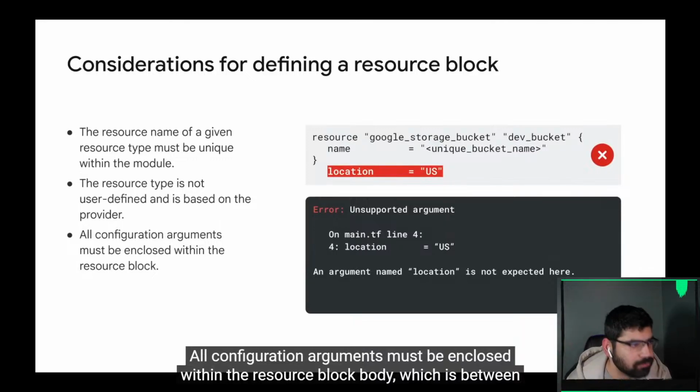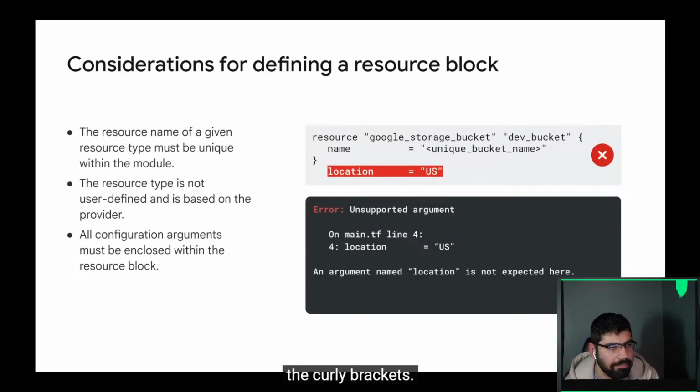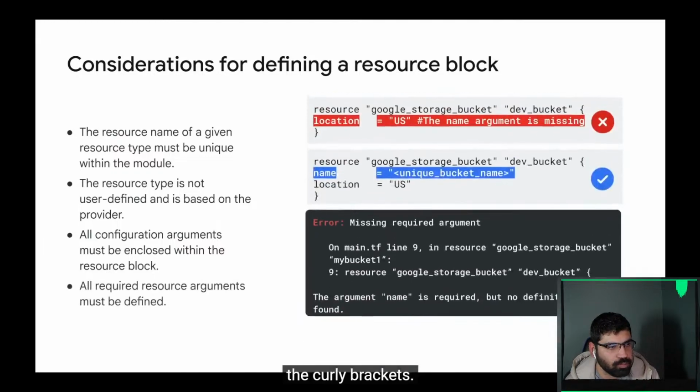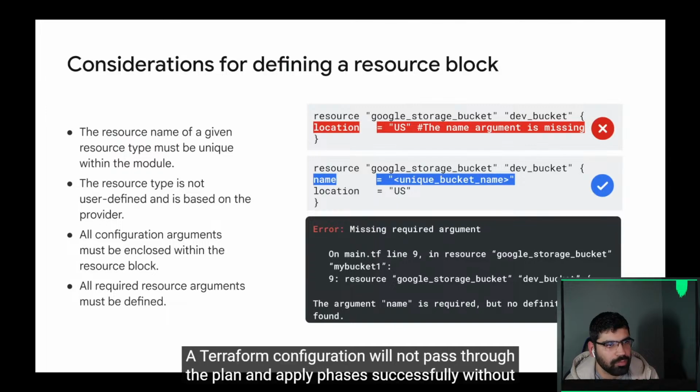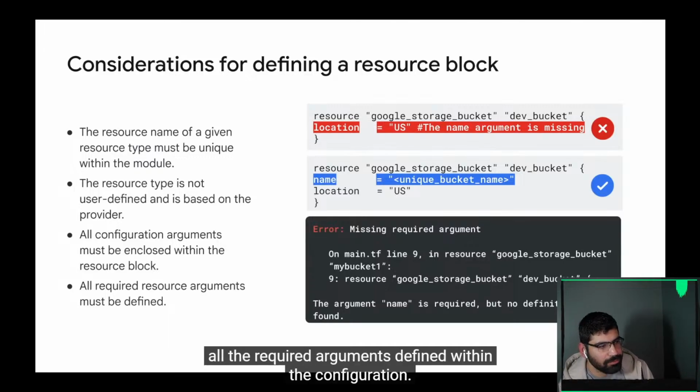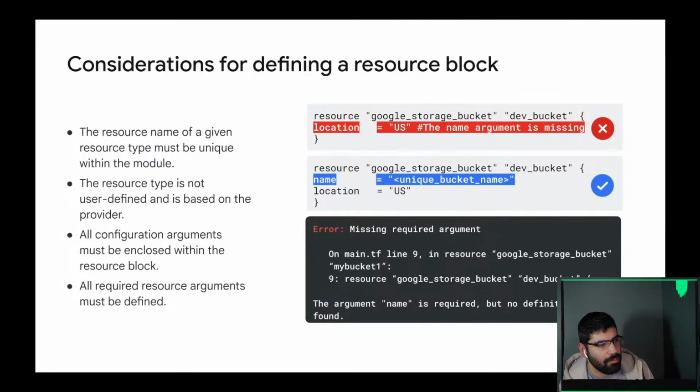All configuration arguments must be enclosed within the resource block body, which is between the curly brackets. An infrastructure element and its associated attributes are defined within a resource block. A Terraform configuration will not pass through the plan and apply phases successfully without all the required arguments defined within the configuration.